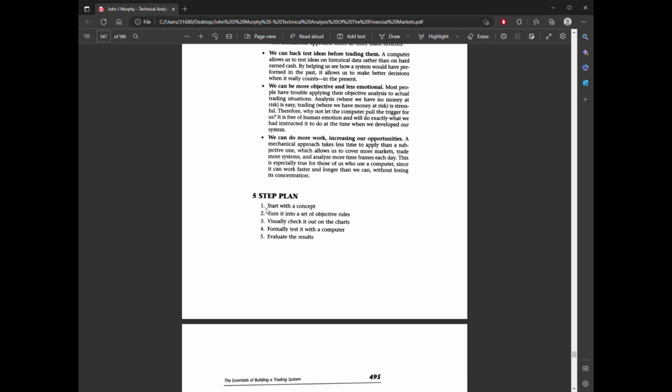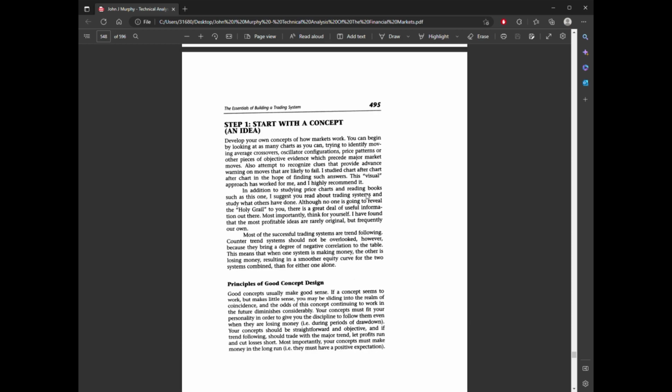So there's a 5-step plan. In short, it's starting with the concepts, then turning it into objective rules. So let's say you want to use oscillators only. Well, you've got to code those rules. Then you're going to check out the charts and visually check it out yourself. Like look at it yourself. Does it work? Because it worked for him, and I'm not sure what the reason was anymore, but maybe we'll get into it. Then you can backtest with a computer, and at the end you can evaluate the result and change your concept totally, or just change a bit of the rules to your objective rules, right? You can change a whole lot of stuff.